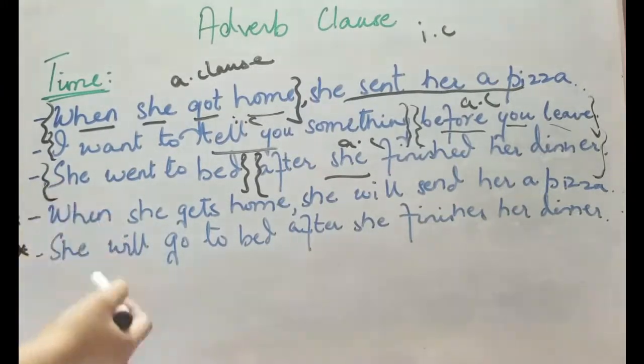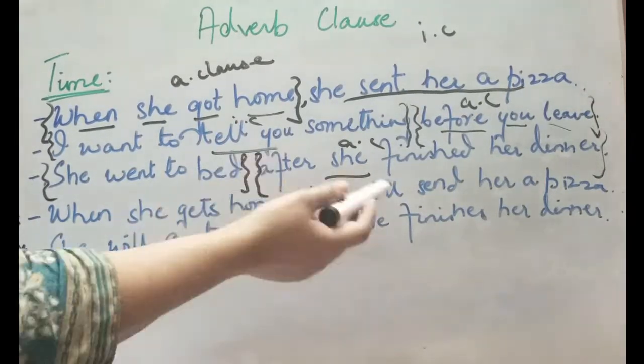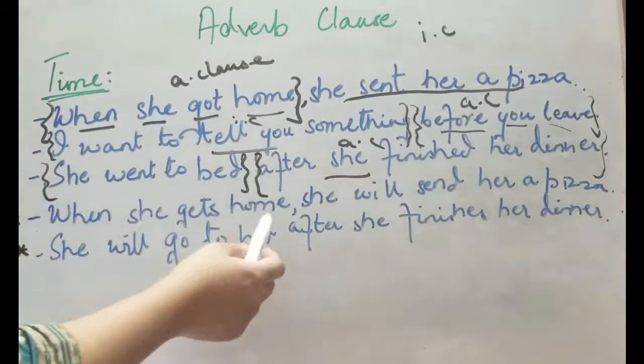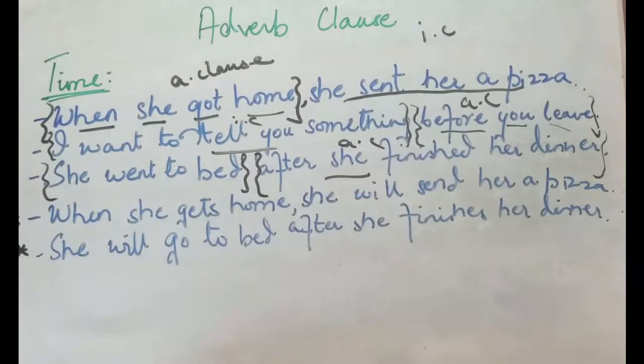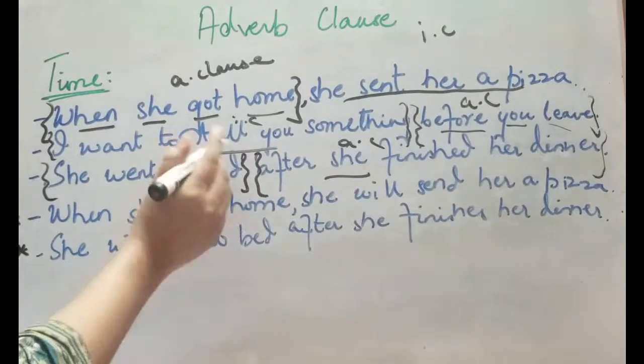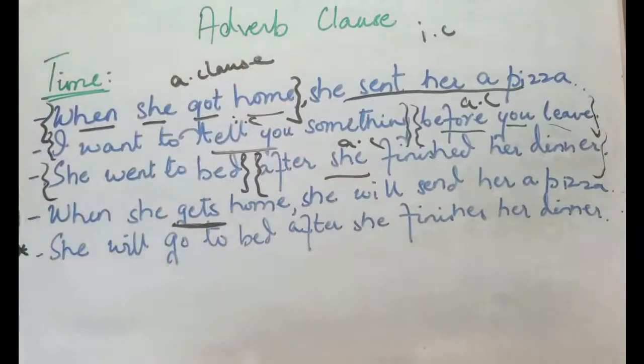Now let's move on to this one. I have repeated these ones over here. Now let's see. When you are talking in your future tense, you will always have a present tense. What I am trying to say, I'll clear you. When she gets home, she will send her a pizza. You're talking in the future, and when you are talking in the future, in the first part of the sentence, you will always have a present tense. When she gets home, okay? I hope I'm clear.